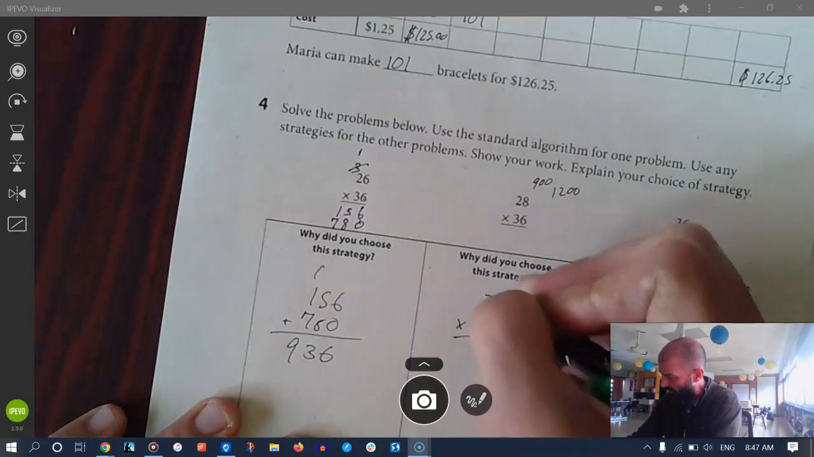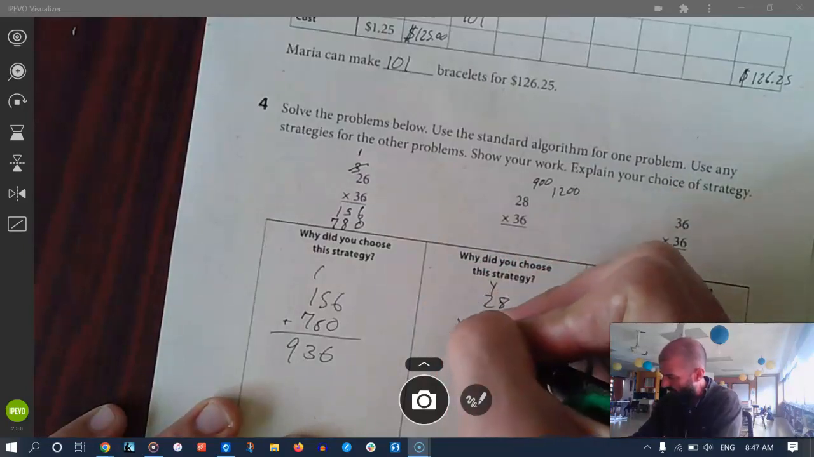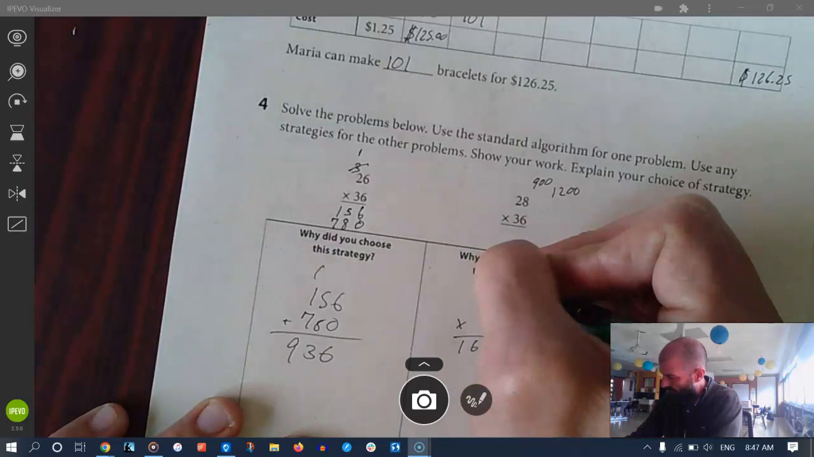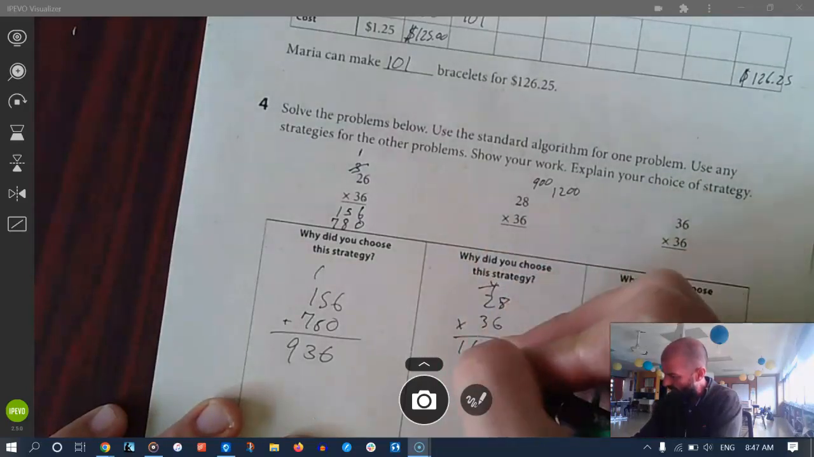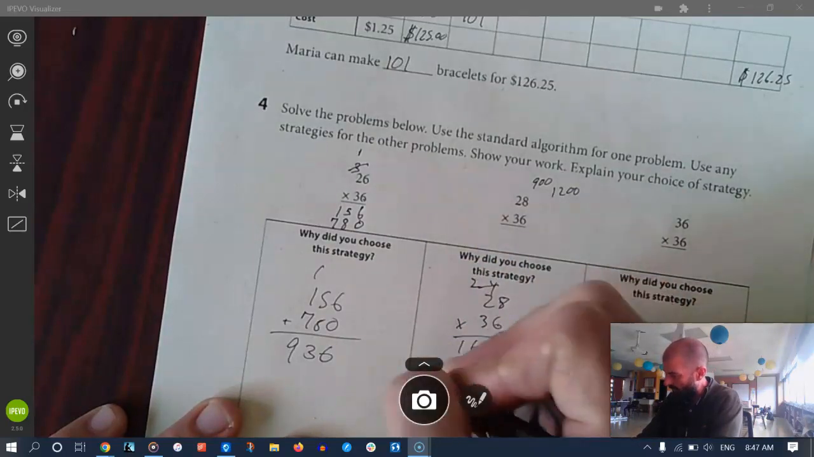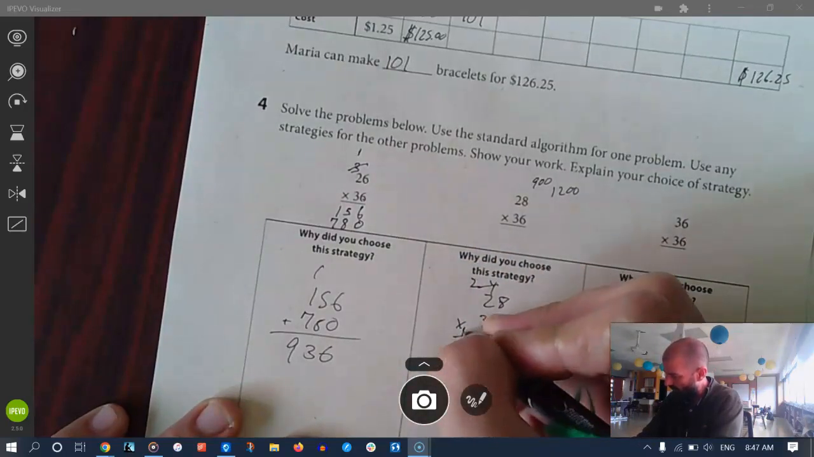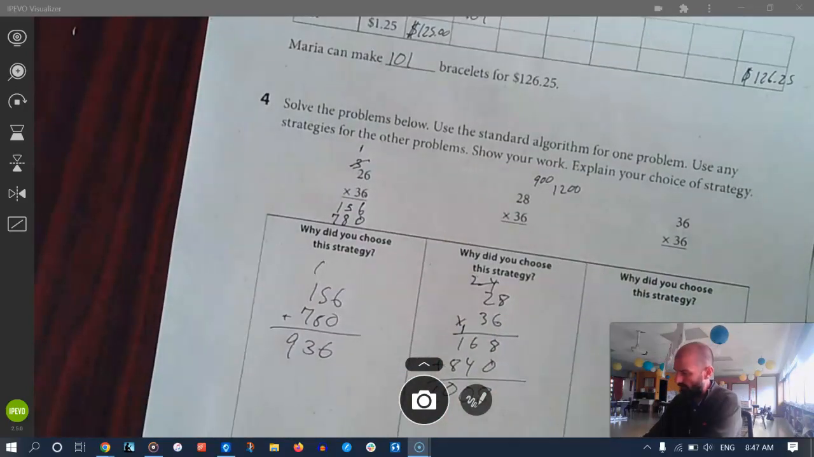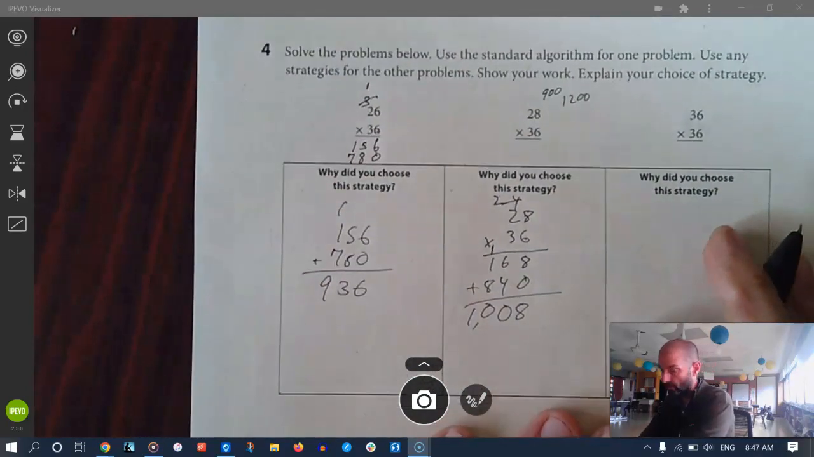6 times 8 is 48. 6 times 2 is 12, plus 4 is 16. Start with the 3. Add that 0 down. 3 times 8 is 24. 3 times 2 is 6, plus 2 is 8. 8, 10, 1008. That aligns with what we thought.